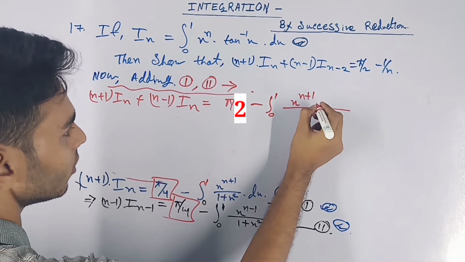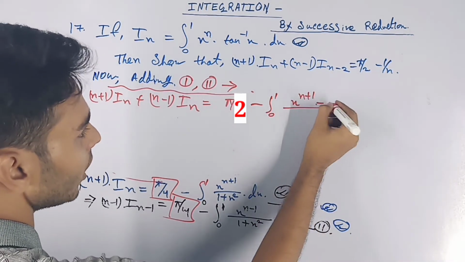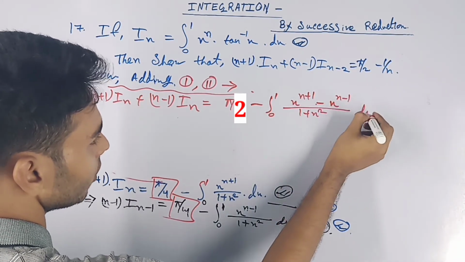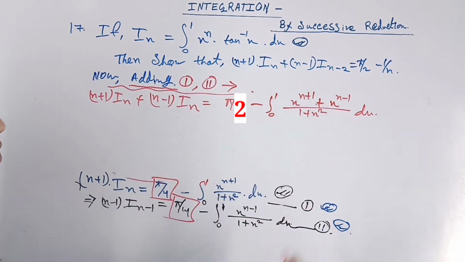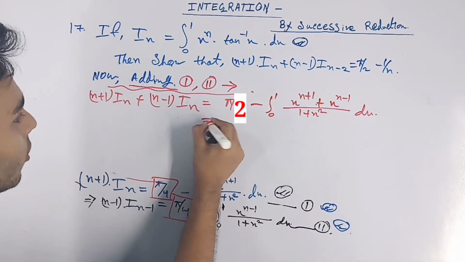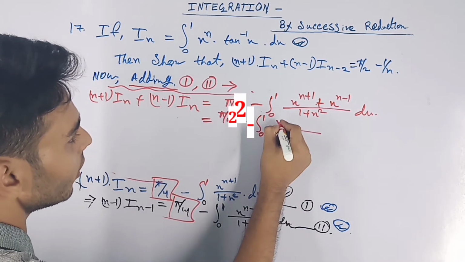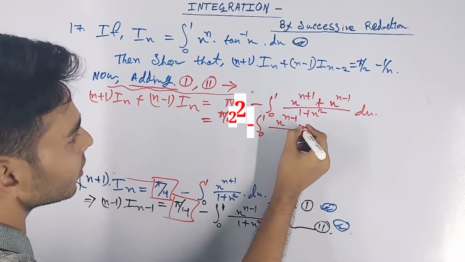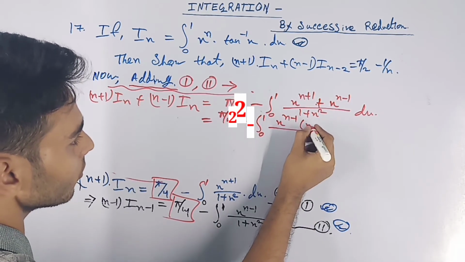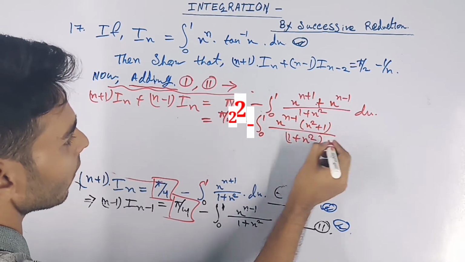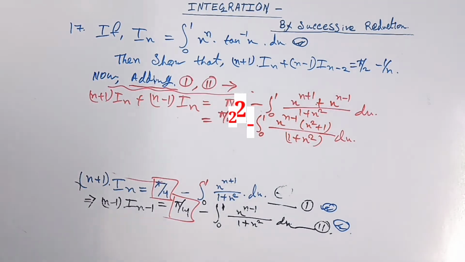So now the denominator is x to the power n plus 1 minus x to the power n minus 1 whole by 1 plus x square dx, as the integrating factor is coming. So now pi by 2 minus the integration from 0 to 1 of x to the power n minus 1 whole over x square plus 1, and the denominator is 1 plus x square dx. And I can simplify that.